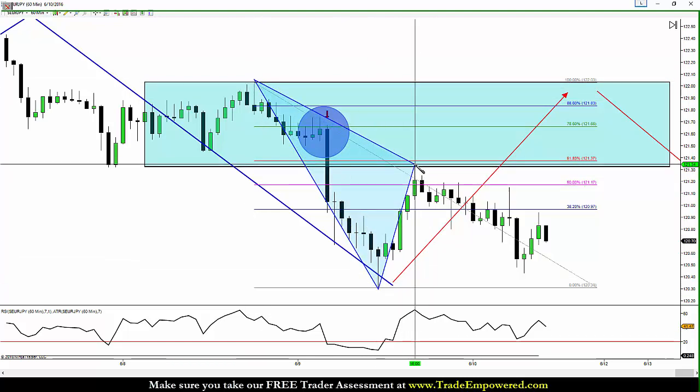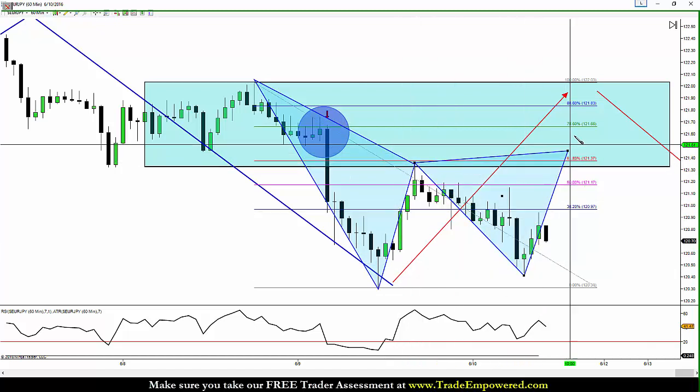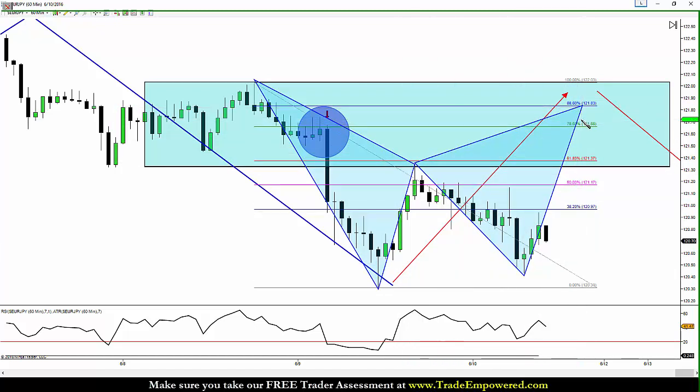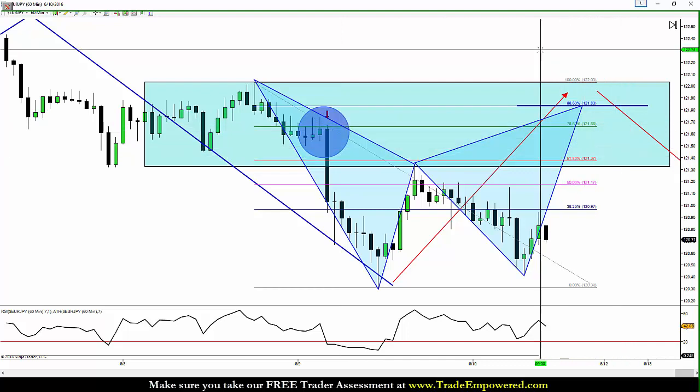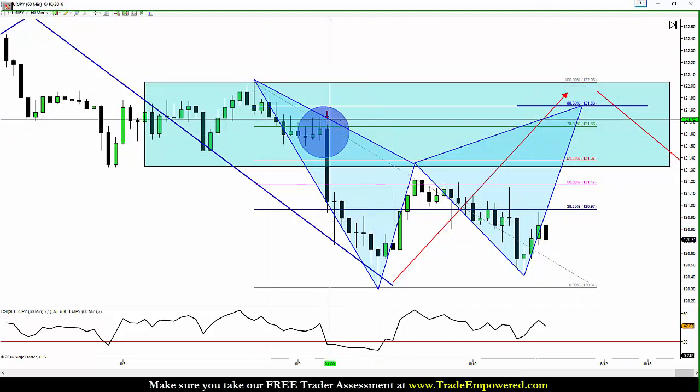What am I looking at? So X to A, A to B, B to C, C to D. This would give you a bearish bat formation, which would give you a selling opportunity right up here at 121.83. Now that's a little higher than the level I wanted to get in, but it's still kind of in that zone. So that's one way to get involved.